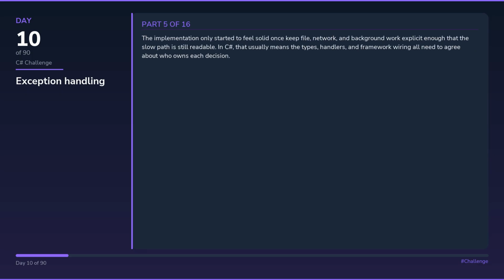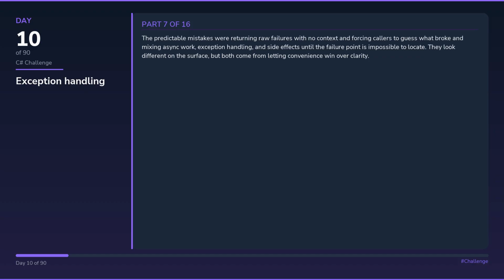The implementation only started to feel solid once I kept file, network, and background work explicit enough that the slow path is still readable. In C#, that usually means the types, handlers, and framework wiring all need to agree about who owns each decision. I kept returning to one more rule: make cleanup, cancellation, and exception handling part of the design instead of edge case rescue. That is the part that shortens debugging because the code tells you where to look instead of forcing you to reconstruct the intent from scratch.